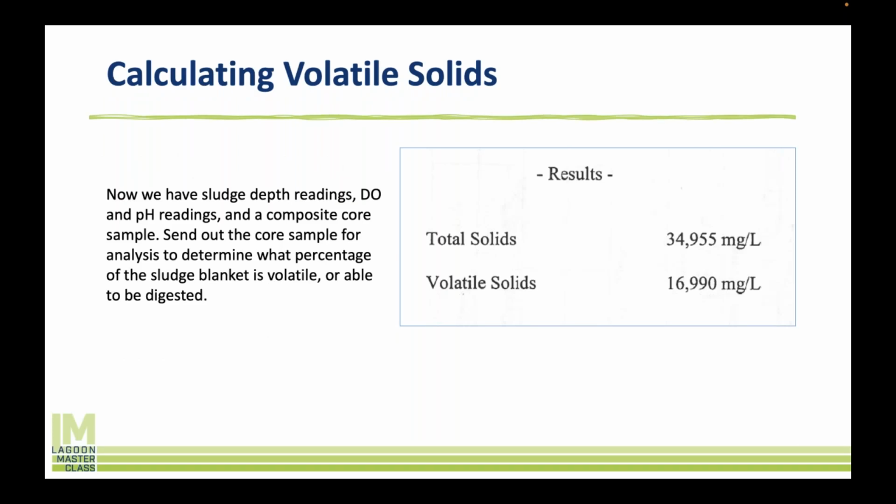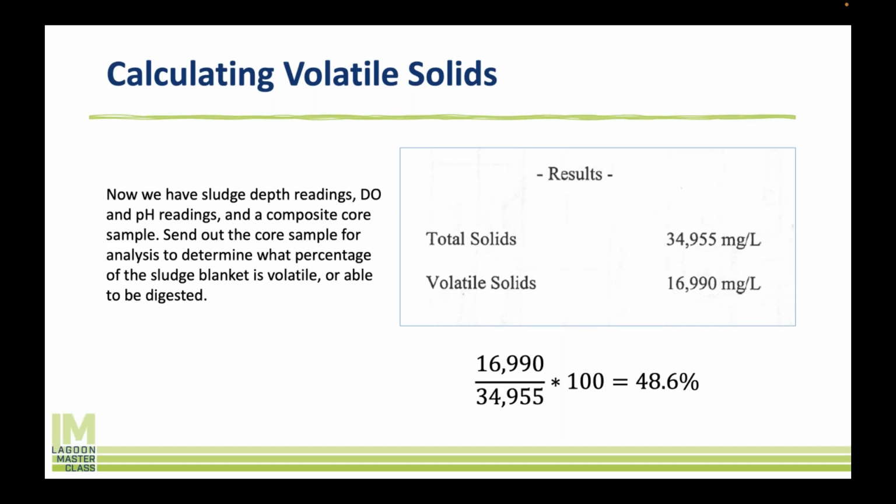Once you get your volatile solids test back from the lab, they typically will give you total solids, and they'll give you volatile solids. So really, this is just a matter of calculating what percentage of the total was volatile. So in this case, it's 16,900 milligrams per liter of volatile solids, 35,000 milligrams per liter of total solids. That's 48% volatile versus non-volatile. So what you tend to see is that with older sludge, you have a higher non-volatile percentage. With younger sludge, you get a higher volatile percentage.